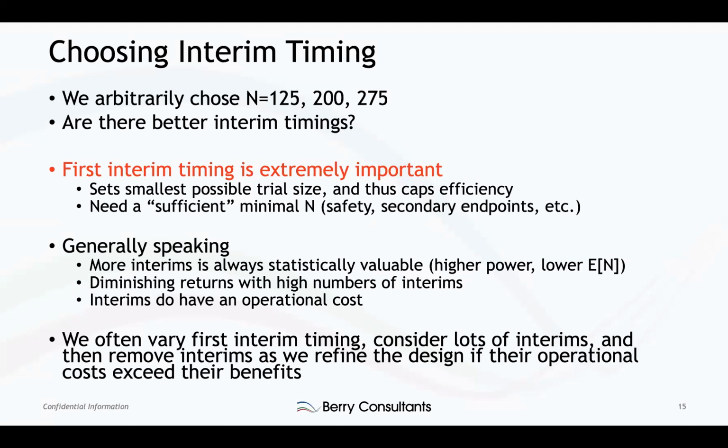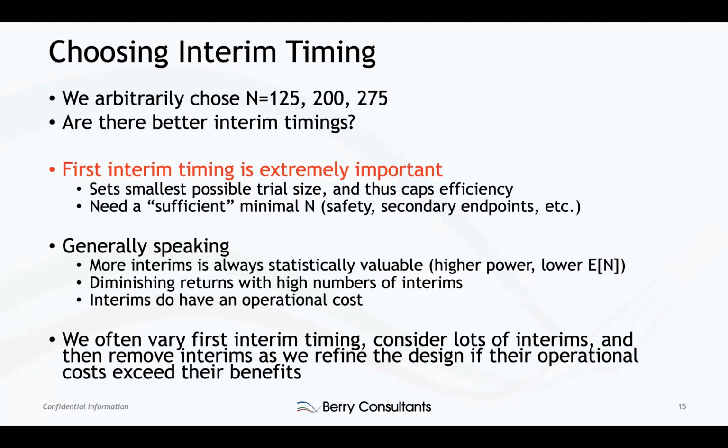Obviously, you can't stop before your first interim. So the maximal amount of savings that you're going to get is the first interim. If my maximal sample size is 1,000, if I put my first interim at 900, I don't have the opportunity to save very much. If I put the first interim at 100, well, I can potentially stop at 100. There's a but to that, of course.